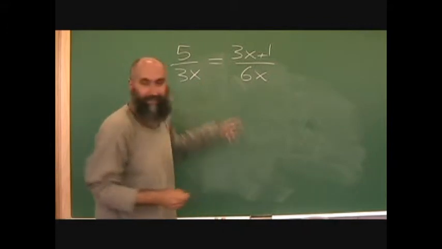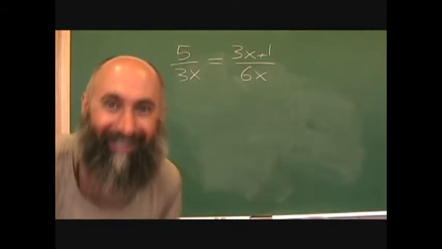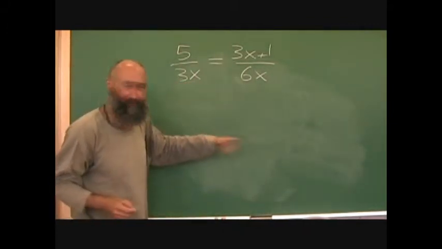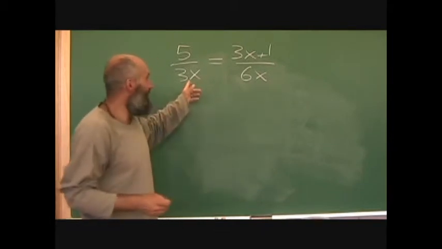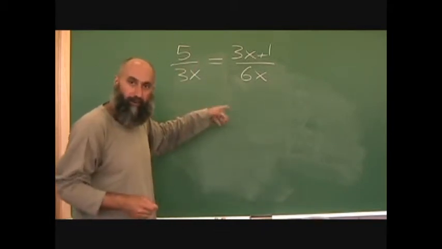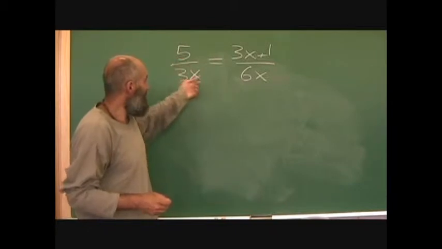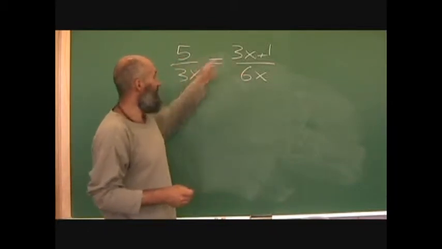Okay, so we got the same thing. I wrote it a little bit smaller so I can leave myself a little bit of room, right? So what we're going to do is, again, try to solve this equation by cross multiplying this guy up here and that guy up there.